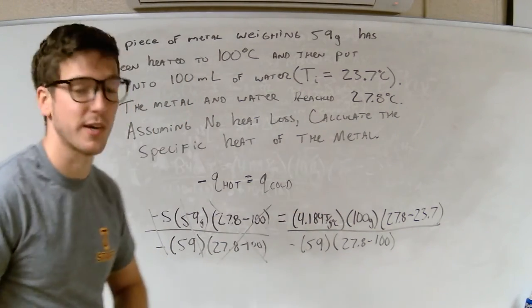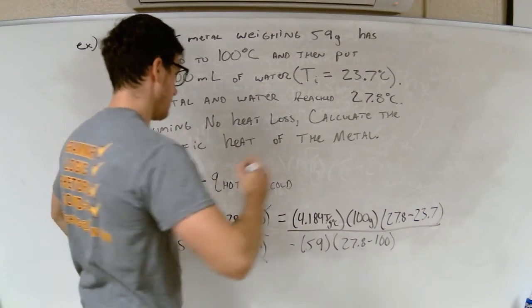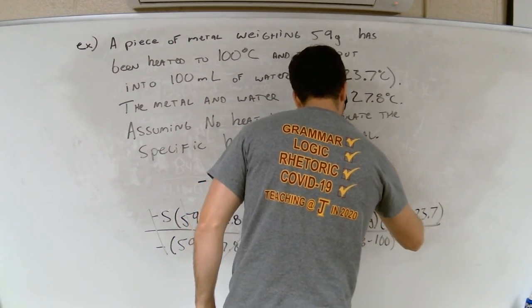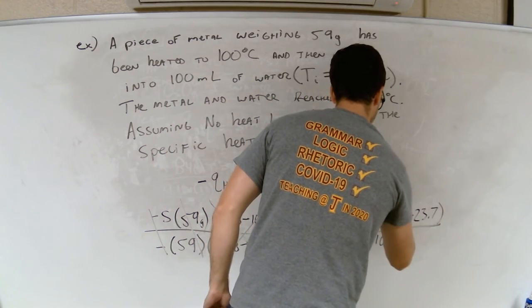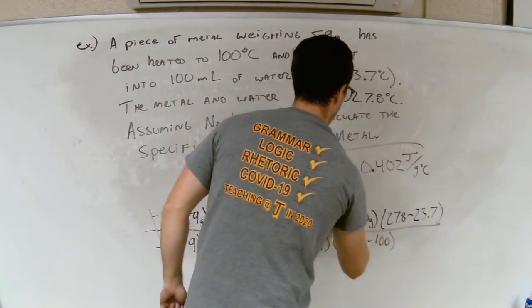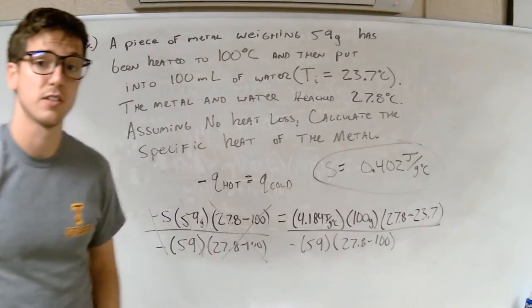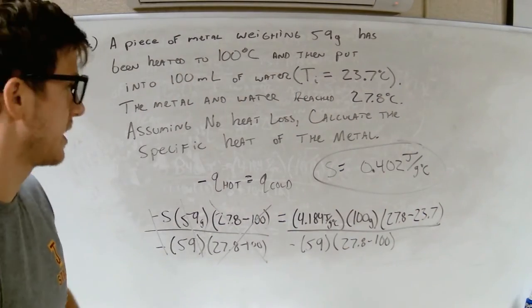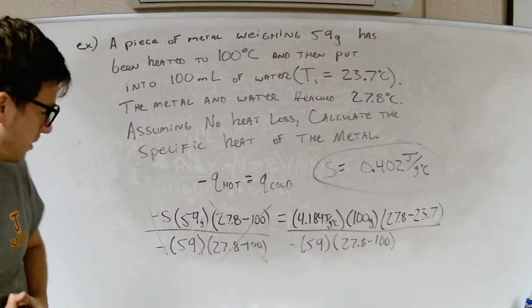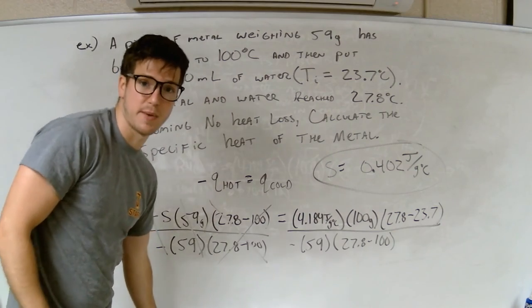We plug this into our calculator, and our specific heat of the metal should be 0.402 joules per gram degrees Celsius. Okay. Then we could go ahead and go online, look up specific heat of known metals, and then we could identify that metal.